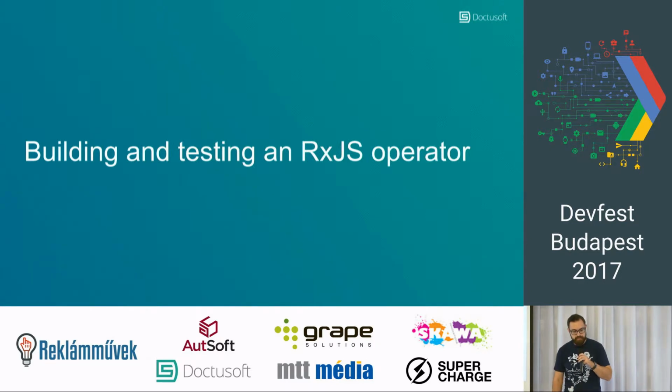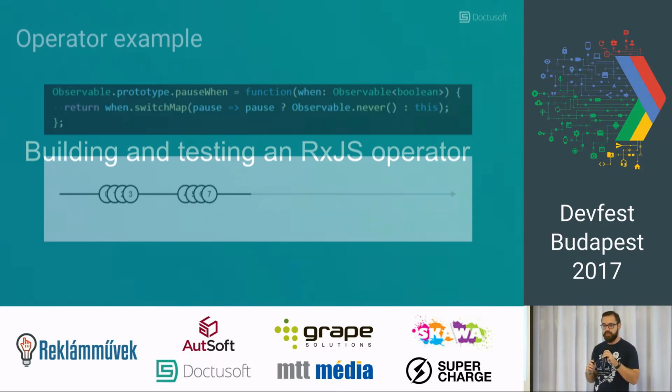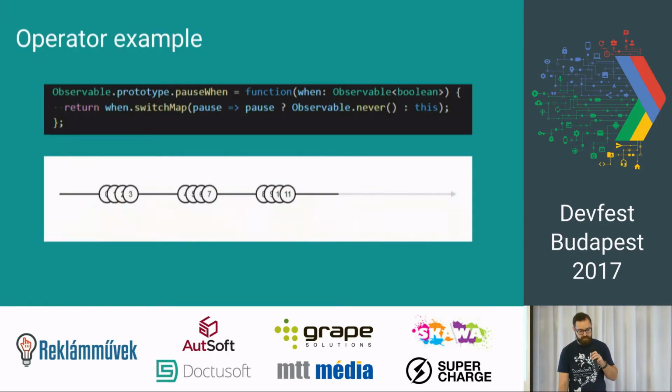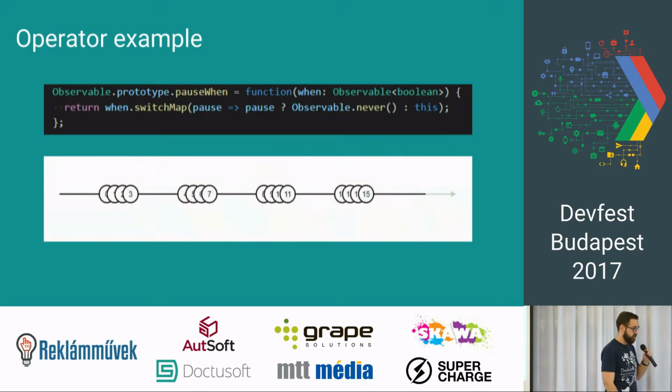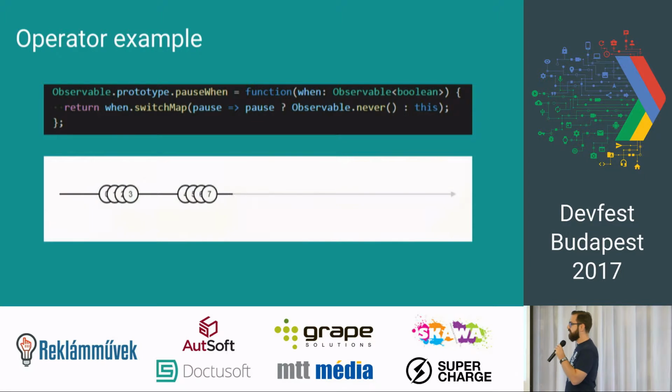Well, to show you, we will do a very basic operator just to show how it looks in code. So let's say that we want an operator that allows us to stop an observable from emitting values and then resume them. And as you can see in the GIF, it stops, resumes, stops and resumes our basic observable.